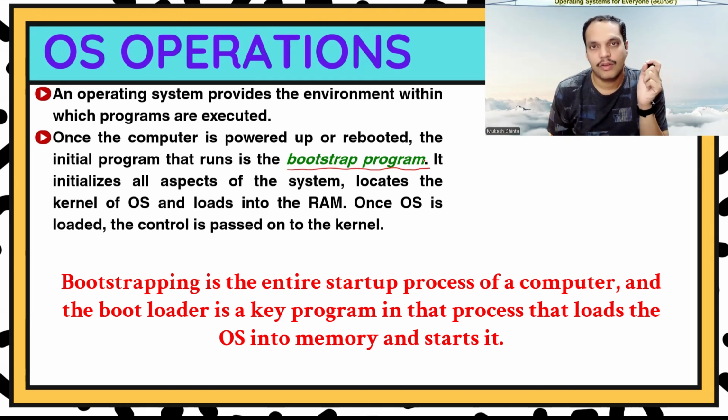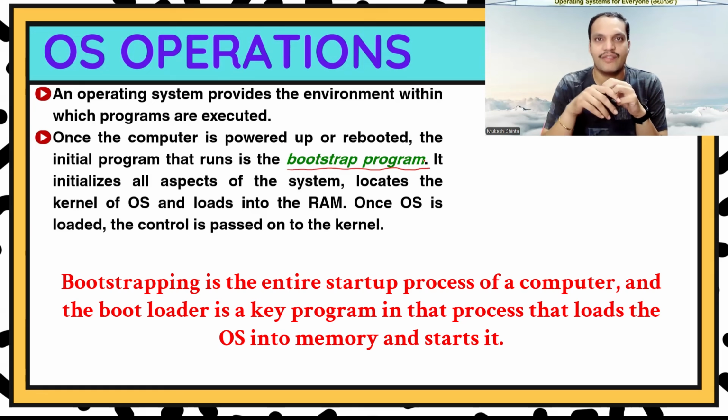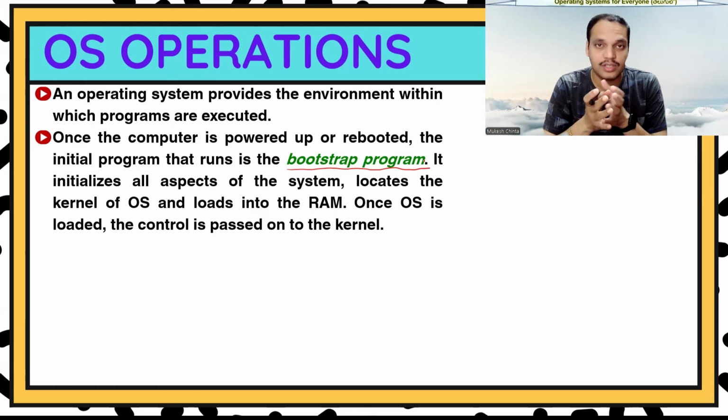When the computer first starts, the first program that is ever to be run is called the Bootstrap program. Its main duty is to identify where the OS is situated, where it is located, in which drive it is, where the memory location is. Go get that kernel from there, load it into the RAM, execute it, and pass the control to the kernel. And that is what a Bootstrap program does.